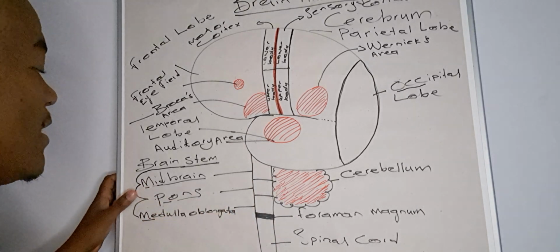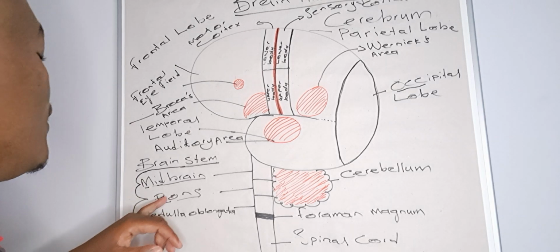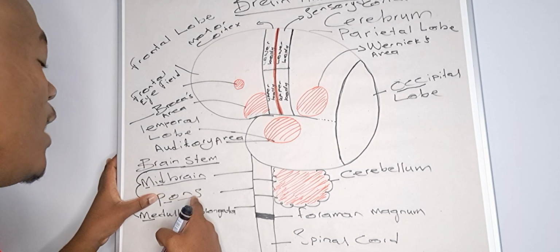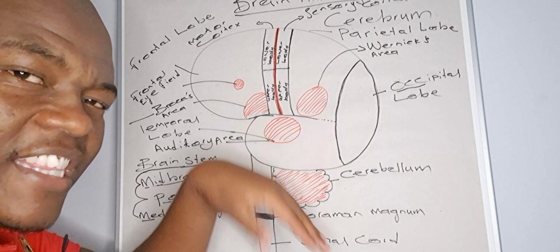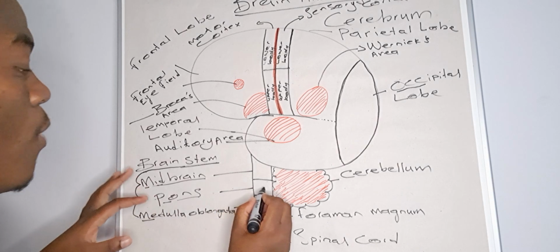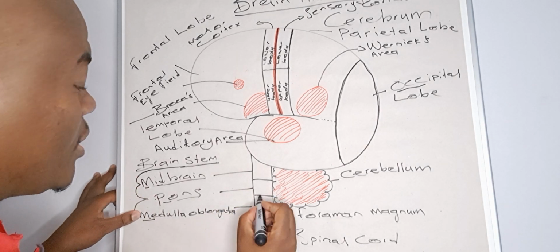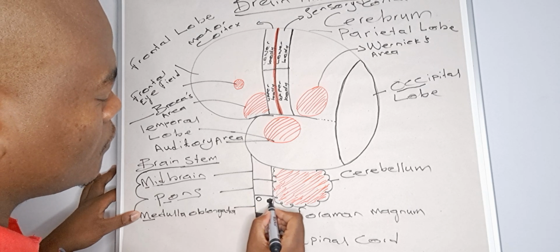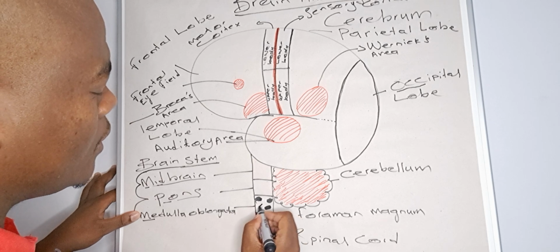Now, the pons: what is happening within the pons? The pons will allow you to sleep, will also help you to wake up, and will regulate the breathing pattern for you. This is the work of the pons. Now, the medulla oblongata has quite a lot of functions.